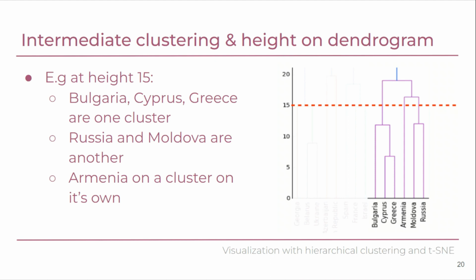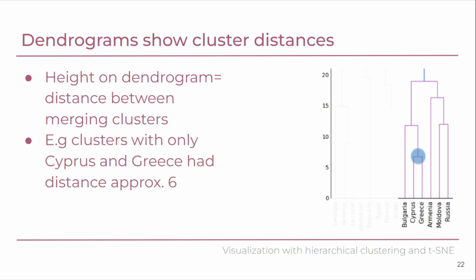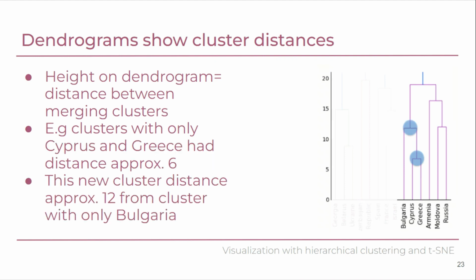But what is the meaning of the height? The y-axis of the dendrogram encodes the distance between merging clusters. For example, the distance between the cluster containing Cyprus and the cluster containing Greece was approximately 6 when they were merged into a single cluster. When this new cluster was merged with the cluster containing Bulgaria, the distance between them was 12.